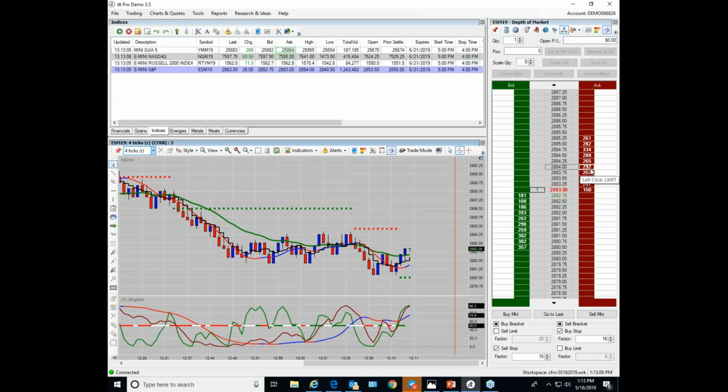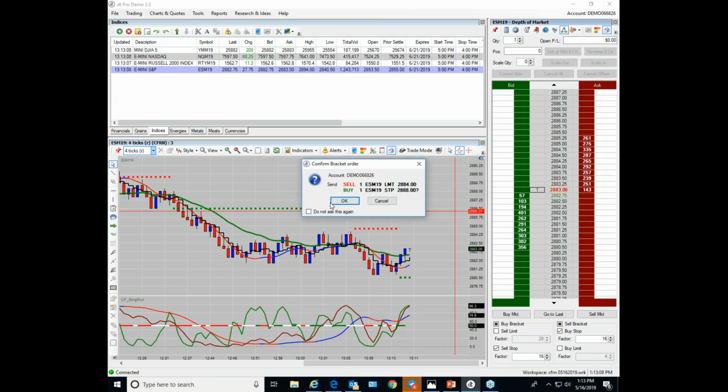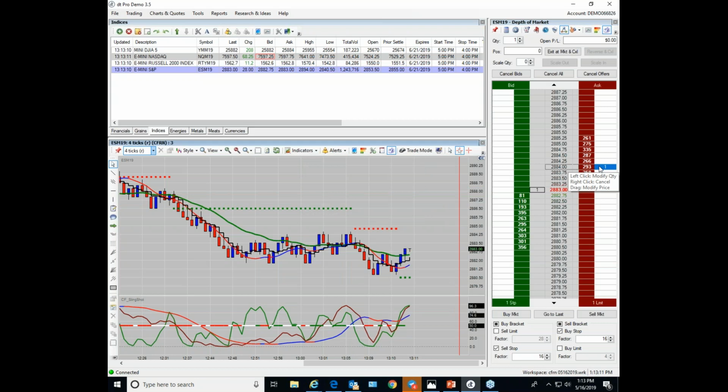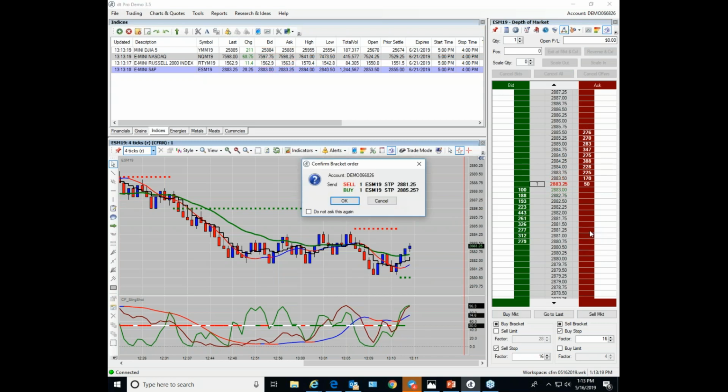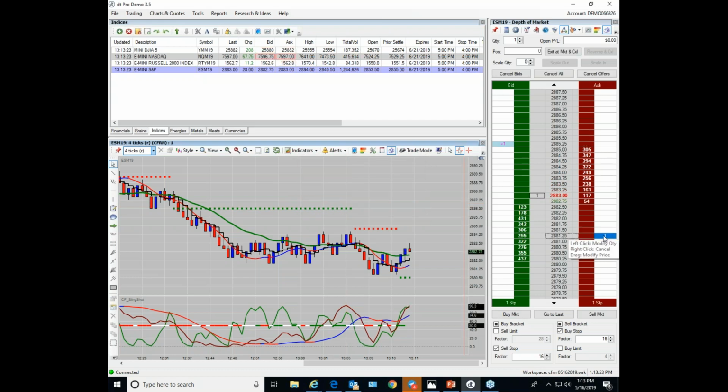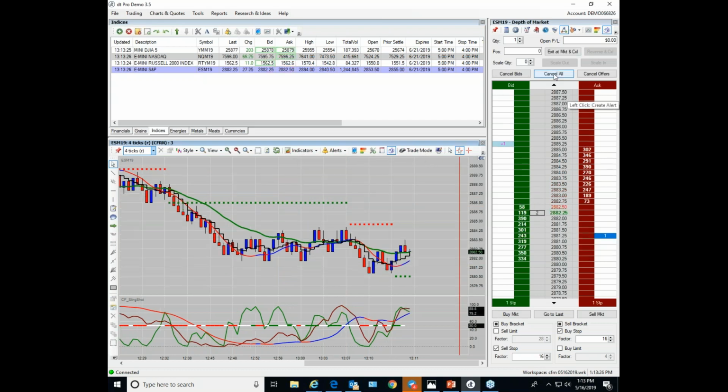The same is true on the downside. If we get a sell signal, we can either left click on the DOM and create a limit order, or we can be proactive and sell it on a stop, which would be another right click, but in the red, because we're trying to get short. So there's the order there. That's two ways you can get in.